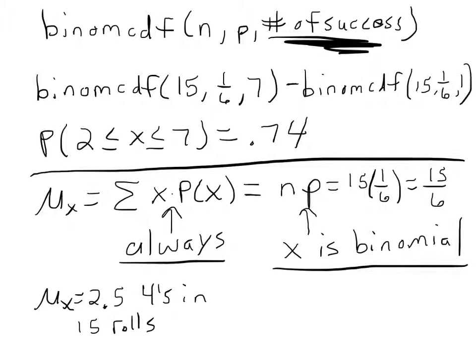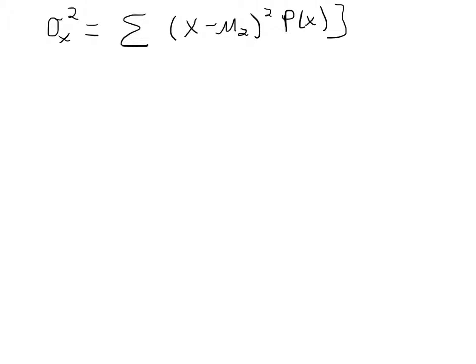Okay, so what about variance and standard deviation? So again, I know that the variance of a random variable is the sum of x minus mu of x, squared, times p of x. I do those calculations and then I sum over all of those possibilities. That's always how you can find the variance. But if the random variable is binomial, it works out very nicely.